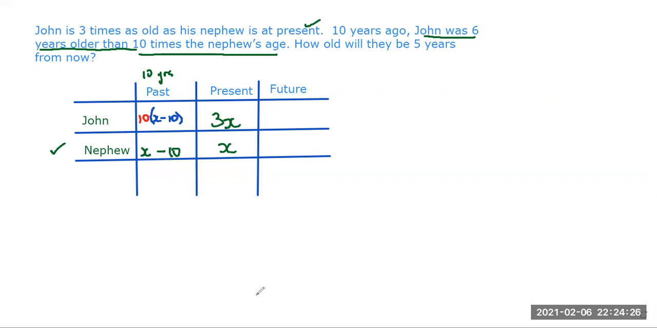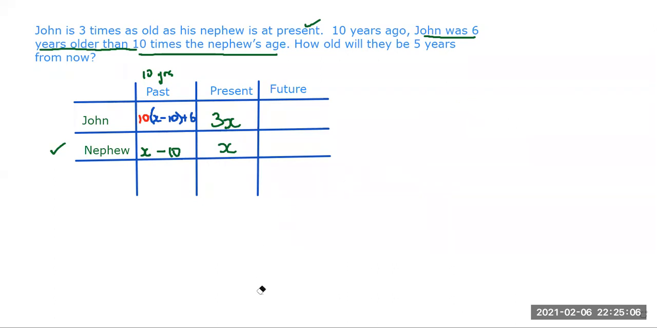And so for 6 years older than, we just basically put plus 6, right? When we say 6 years older than, what we mean is this. If I'm 6 years older than you, let's assume that you're 20, then my age will be what? 26, because I'm 6 years older than you. So I add 6. So 6 years older than 10 times the amount, we put plus 6. And 10 times the age of the nephew will be 10 times X minus 10. So that's the nephew's age. All right, that should be clear.